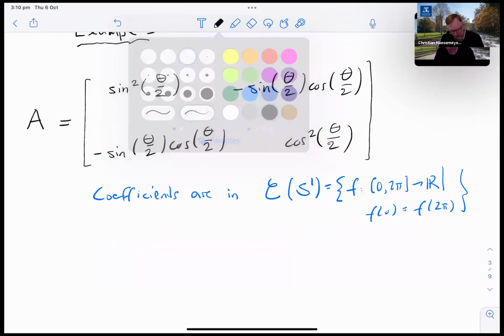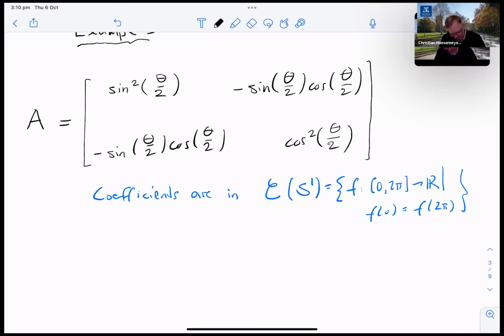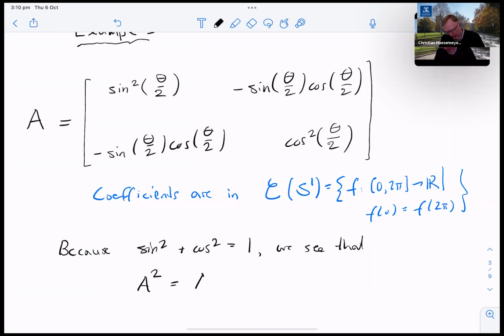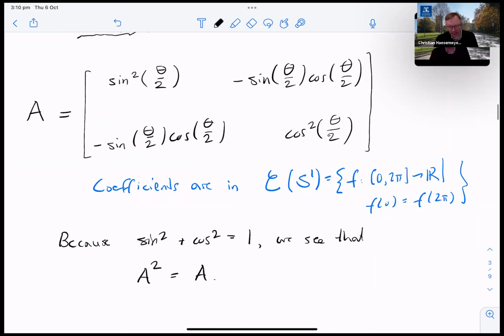So now you can compute. This is an easy homework exercise. Because sine squared plus cosine squared equals 1, no matter what you put into the sine and the cosine function, we see that a squared equals a. Okay, so this is an idempotent matrix, and the coefficients of this matrix are now not scalars, they're not just numbers, they're functions. And we can ask the question, is A diagonalizable?